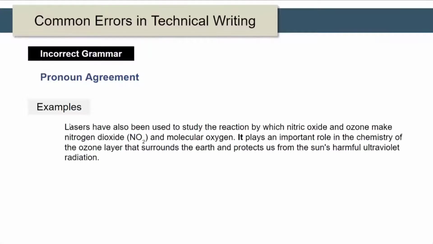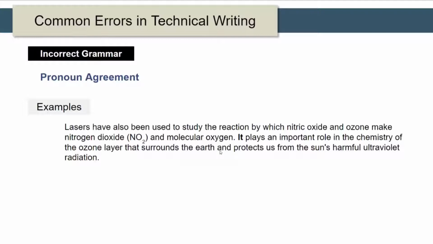For example, let's look at this sentence. Lasers have also been used to study the reaction by which nitric oxide and ozone make NO2 and molecular oxygen. It plays an important role in the chemistry of the ozone layer, and so on, right? So the point here being, it plays. What is it? What is it supposed to describe here? Lasers, reaction, nitric oxide, ozone, nitrogen dioxide, oxygen. What is it here? Right?